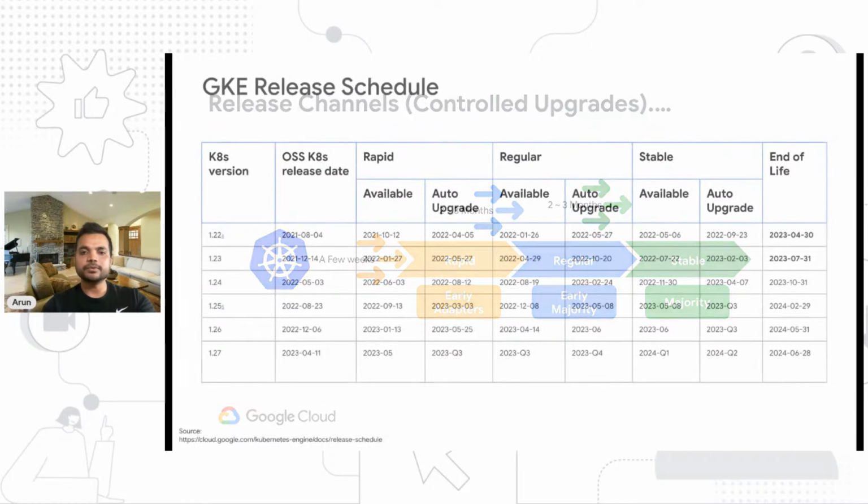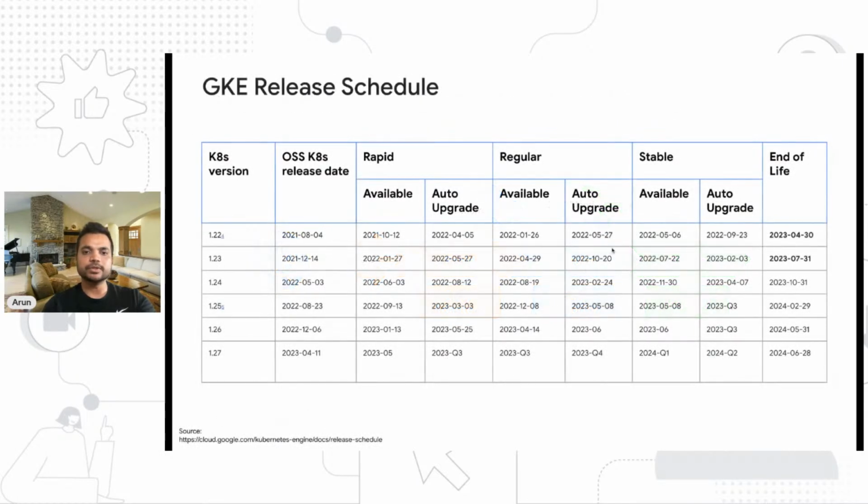If you have gone through the Google Docs, you must have seen this table before. We have the Kubernetes version, when it was released in open source, rapid, regular, stable, and end of life. Let's take an example of the upcoming end of life, which is 1.23. Right now it's in the stable release channel, and auto upgrade has already been performed.